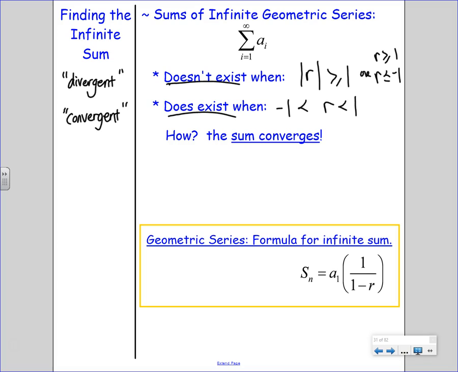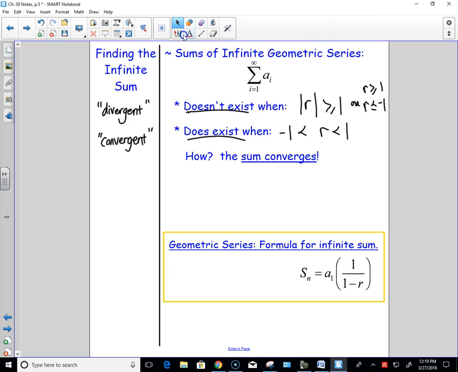Okay, you guys have divergent and convergent, right? So here's the idea. I'm going to go ahead and white out this little S sub n. Can you guys erase the S sub n? And we're going to write it in a calculus way.